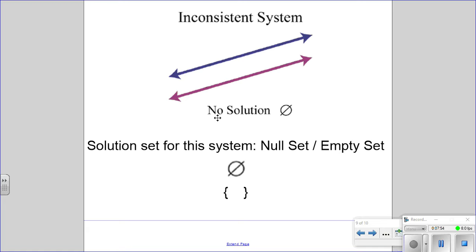And then we have no solution, and really that means a null set or empty set, that there's no element, there's no ordered pair that would satisfy the system of equations.